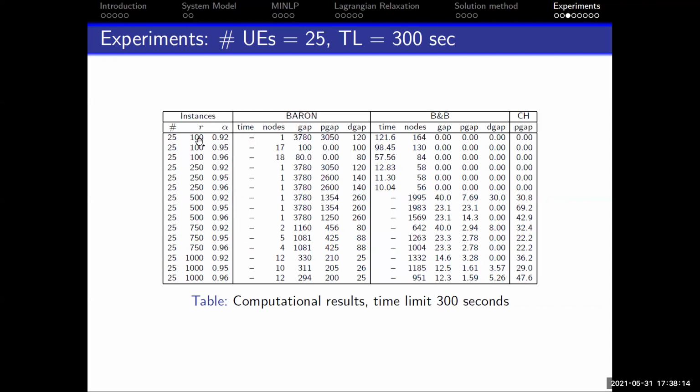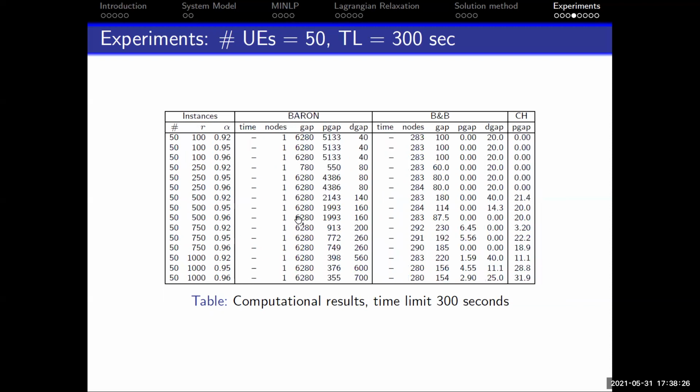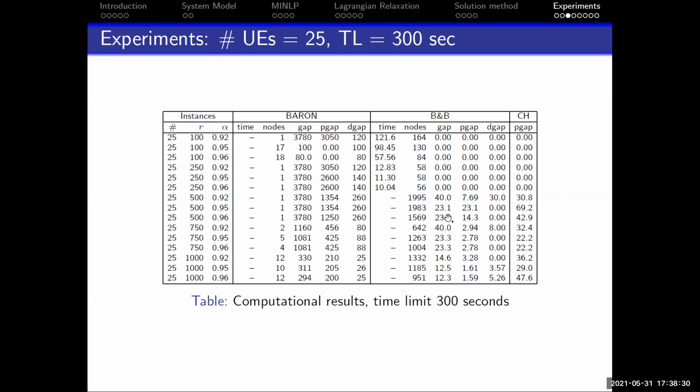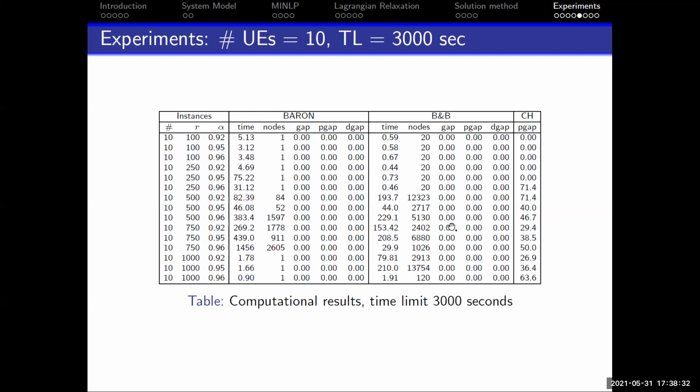For larger instances, so number of user equipments equal to 25, we can solve half of them with our method. But for n equal to 50, there is basically no hope to solve them, even with a larger time limit of 3,000 seconds, so 50 minutes.